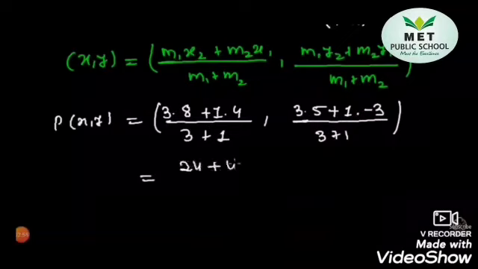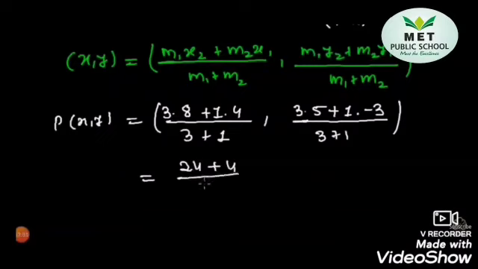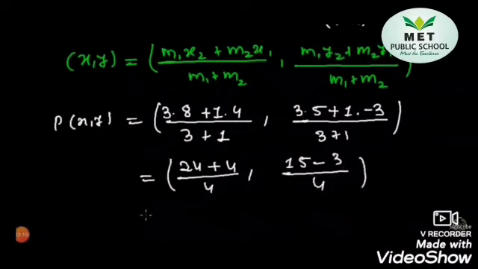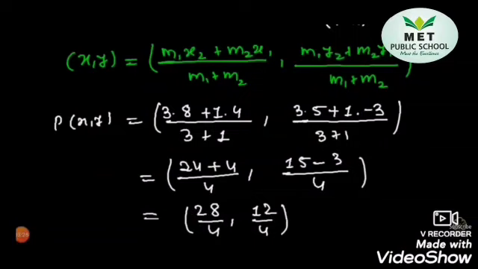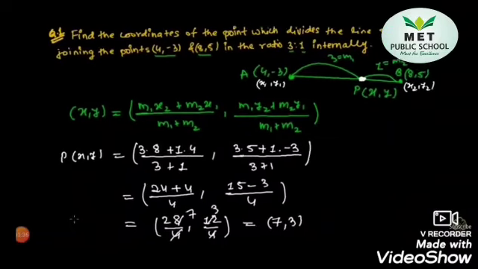3 8s are 24, 1 4s are 4, 3 plus 1 is 4, comma, 3 into 5, that is 15, minus, you are having 1 into minus 3, that is minus 3, divided by 3 plus 1, which is 4. So 24 plus 4, which is 28, divided by 4, comma, 15 minus 3, that is 12, divided by 4. Please remember to put the bracket. Now let us simplify. 4 7s are 28, 4 3s are 12. So your final answer will be 7, 3.